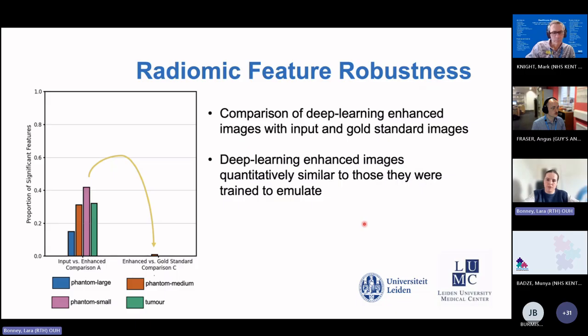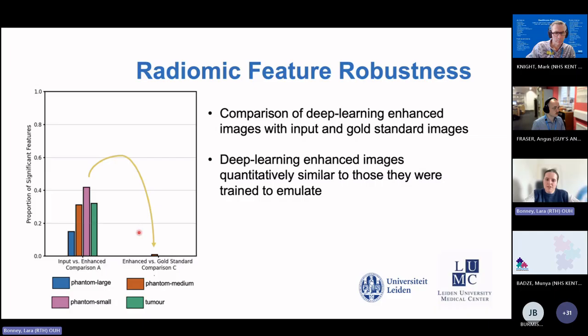We were able to do this, so essentially across the features, we compared the input versus the output, and then the enhanced image versus the gold standard. And essentially, this is the proportion of significantly different features. So if you compare the input and the deep learning enhanced image, you've still got a fairly high proportion of the radiomic features that are different, which is as we expect because we've changed the image fundamentally. So we would hope that it would change. But if we then look at the enhanced versus the gold standard it was trained to replicate, actually, there was only one feature for one of the different phantom measurements that was different. So this was a very pleasing result.